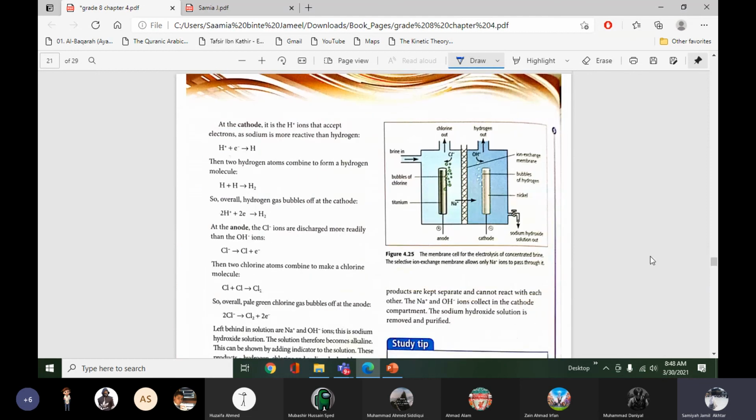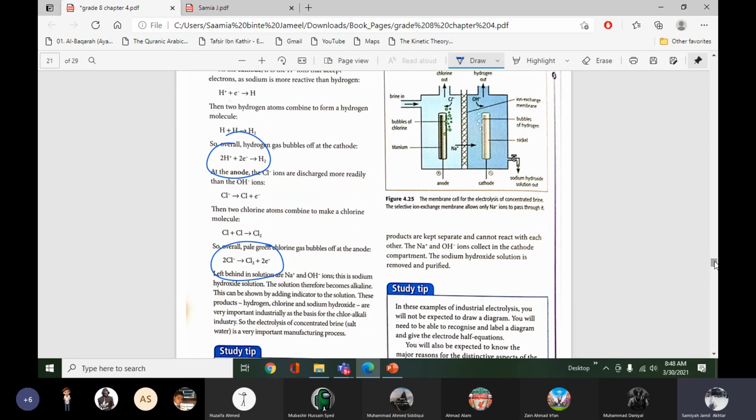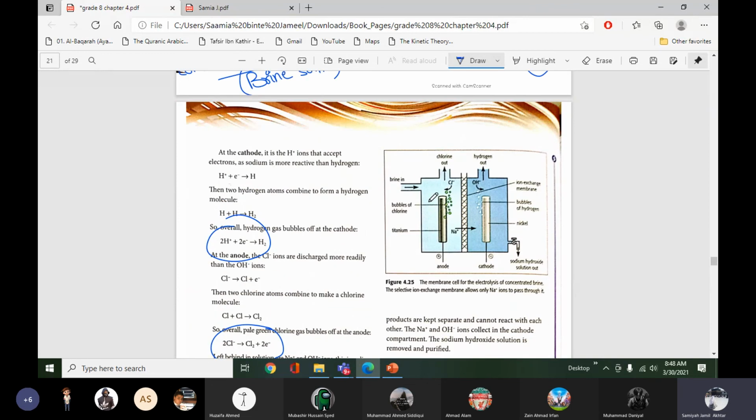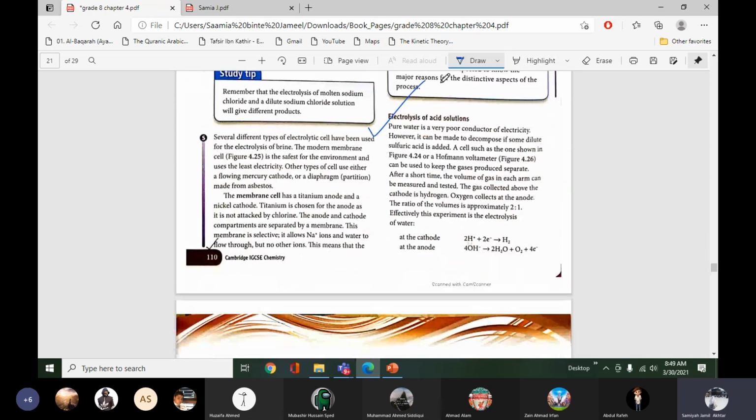On the next page the same equations are written: overall hydrogen equation, overall chlorine equation. Time is up. So inshallah, in the next class I will start from this diagram. This diagram is the same for NaCl brine solution, but there is a membrane in the middle. I'll tell you in the next class why there is a membrane. After this diagram we'll move to electrolysis of acid solutions, inshallah.